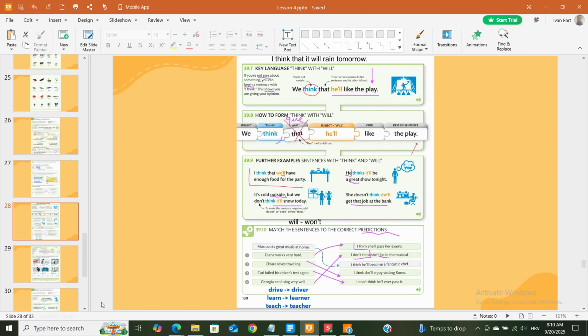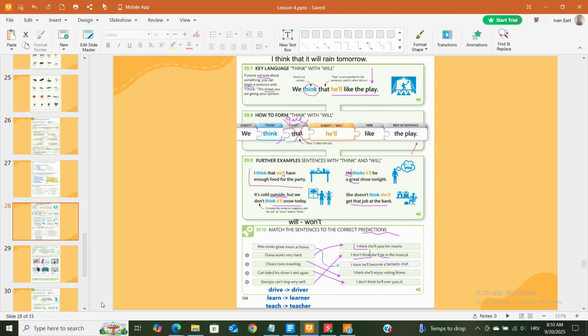39.9 Further example sentences with think and will. I think that we'll have enough food for the party. It's cold outside, but we don't think it'll snow today. To make the sentence negative, add do not or don't before think. He thinks it'll be a great show tonight. She doesn't think she'll get that job at the bank.